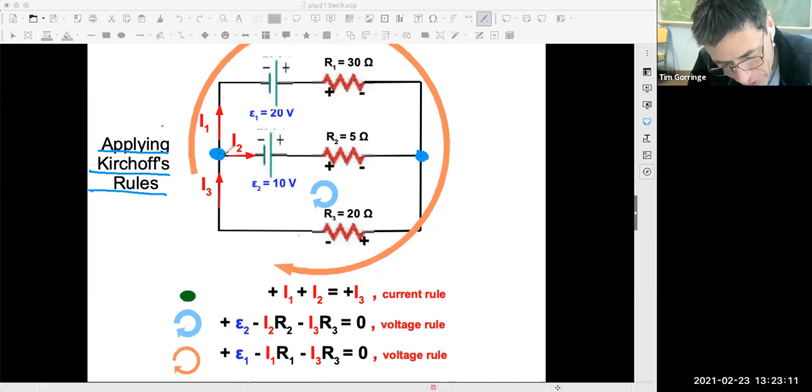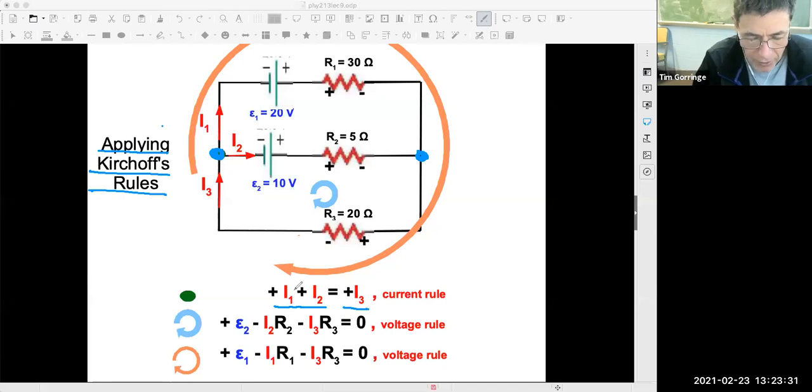So I chose this junction, and I said, look, I2 and I1 are both flowing out of it. The arrows come out of it. I3 is flowing into it. And so the current in must equal the current out. That's the equation here. There are different ways we could write that, but it says current in equals current out. So that was one equation. That's the current or junction rule. I hope that was straightforward enough.